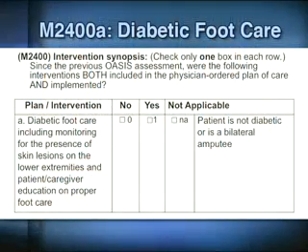Sure, I'm familiar with him somewhat. Okay, so I understand that the diabetic foot care was identified at the ROC and was on the plan of care. I see from the clinical record that he was regularly assessed for skin lesions on his lower extremities and was instructed on proper foot care. So I mark M2400 row A as yes, right?